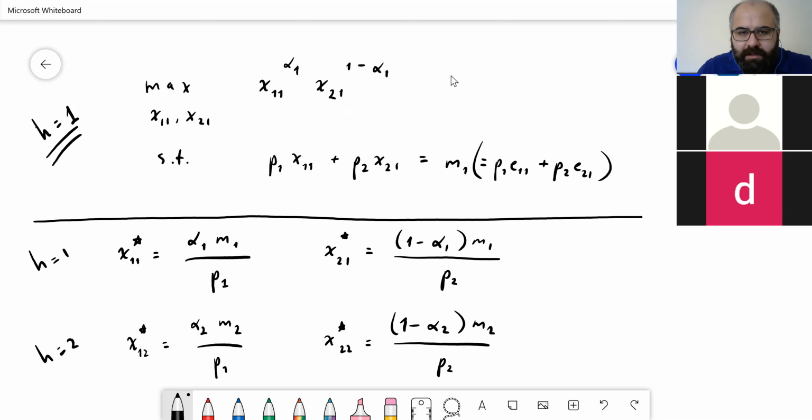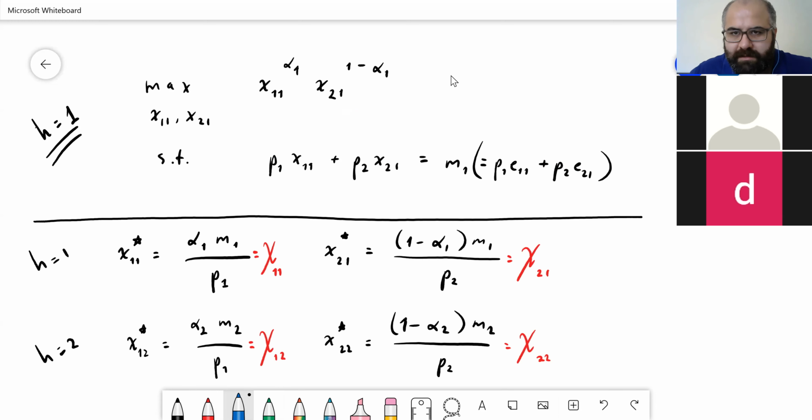Yes, so these are now your chi functions, right? This is chi 1,1. This is chi 2,1. This is chi 1,2. And this is chi 2,2. All right? You should be careful with the indices. When I write chi, I mean chi I,H, right?